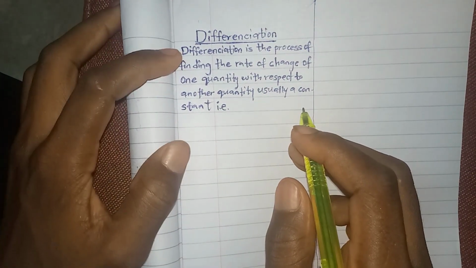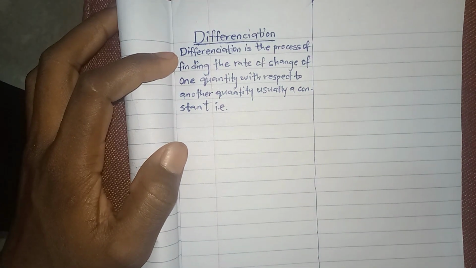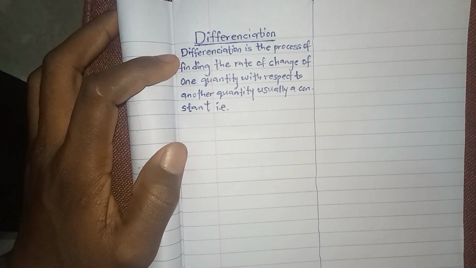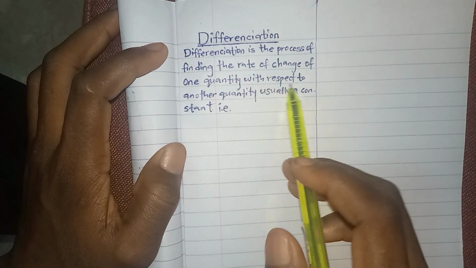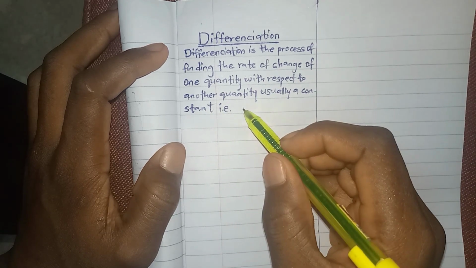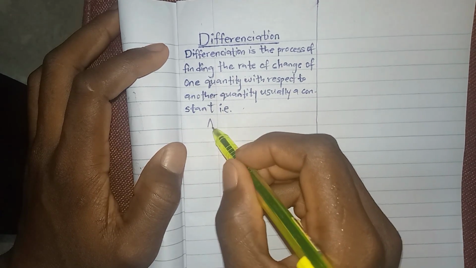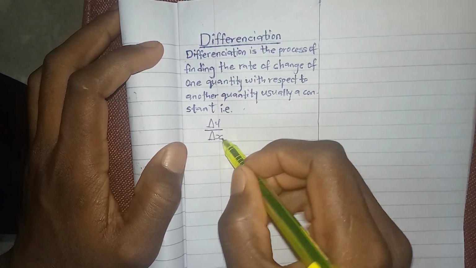Today we are having differentiation. Okay, now we are to discuss the concept of differentiation. What do you think is differentiation? Differentiation is the process of finding the rate of change of one quantity with respect to another quantity, usually a constant. Okay, that is why in differentiation we have changing y over changing x.